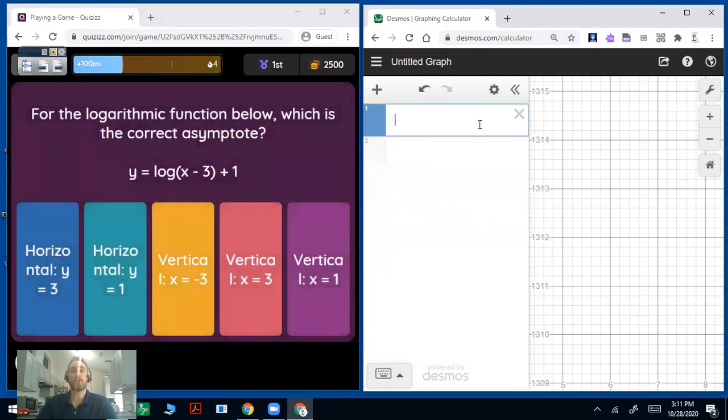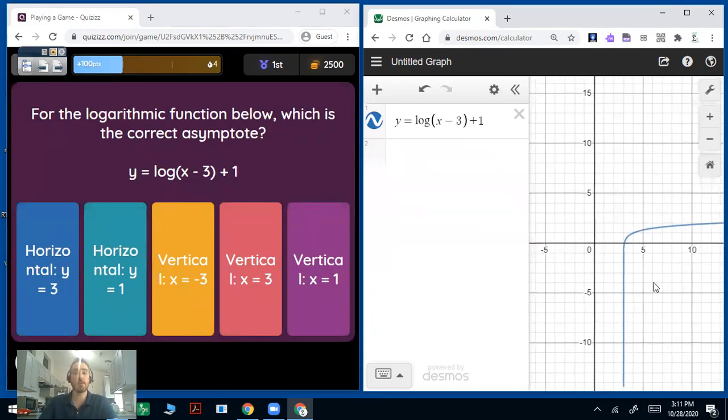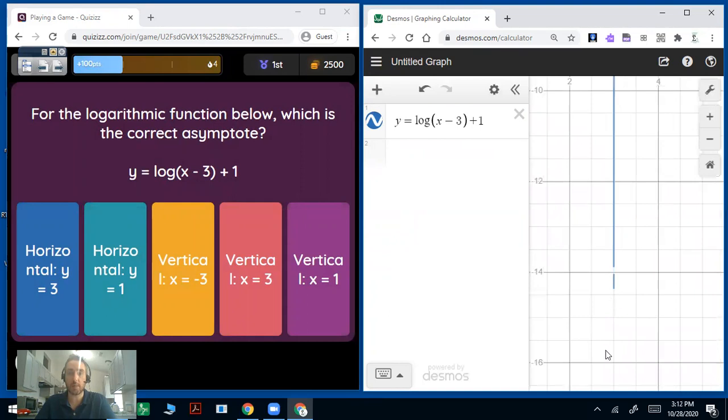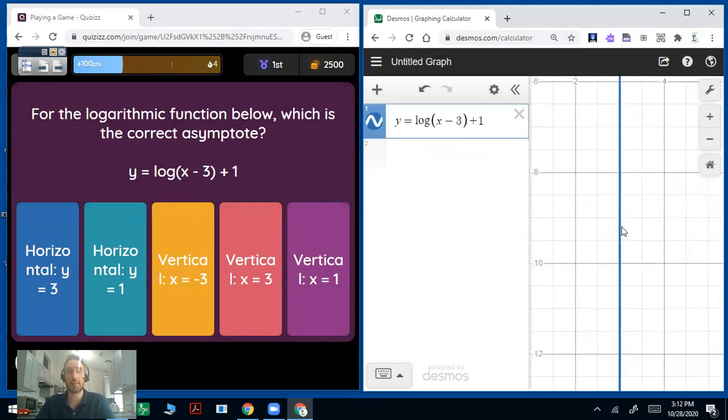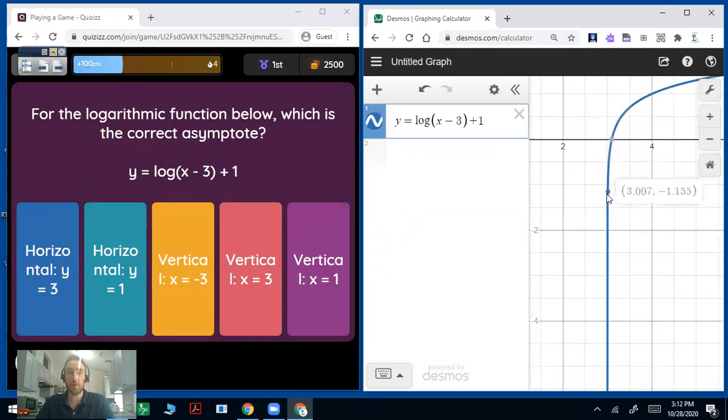For the logarithmic function below, which is the correct asymptote? Well, we can graph this again. Y equals log of x minus 3, plus 1. Let me click home so I can see what's going on here. Logarithms are inverses of exponentials, so they have vertical asymptotes. So it'll go up and down forever, but it will never go below. And this actually keeps going down, but the graph doesn't allow you to see that. It'll never actually touch 3 or be below 3.